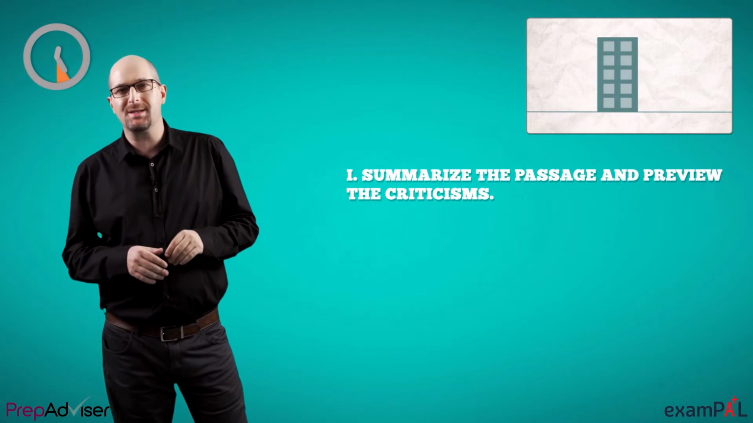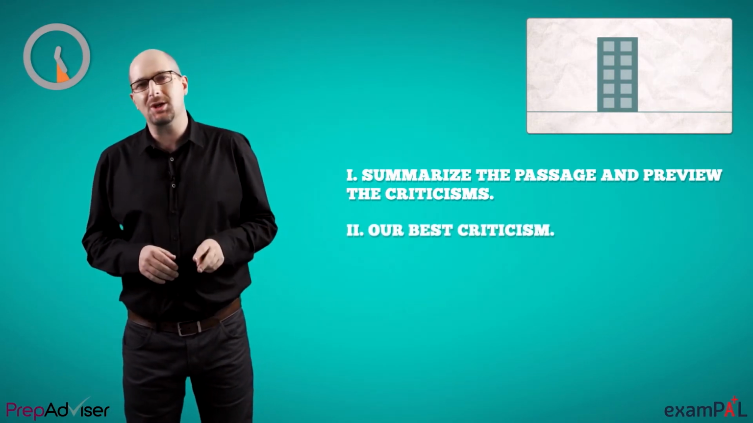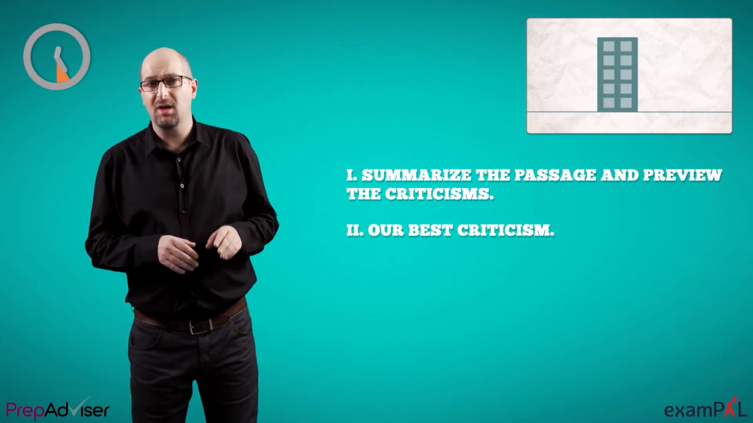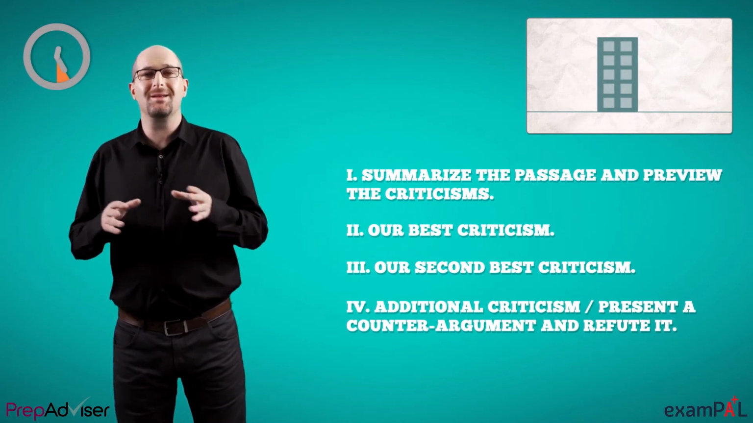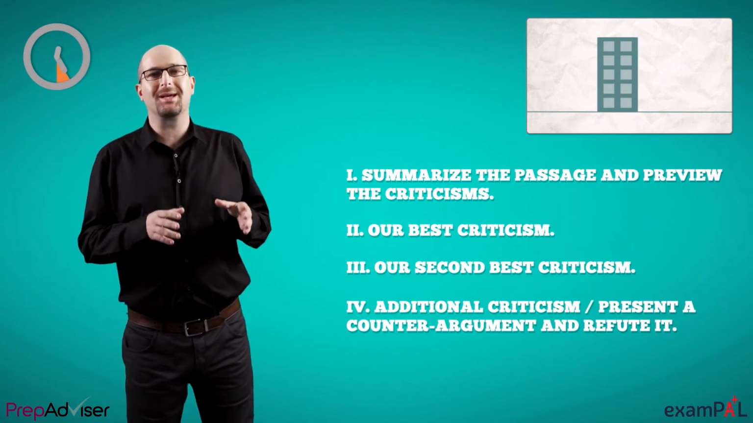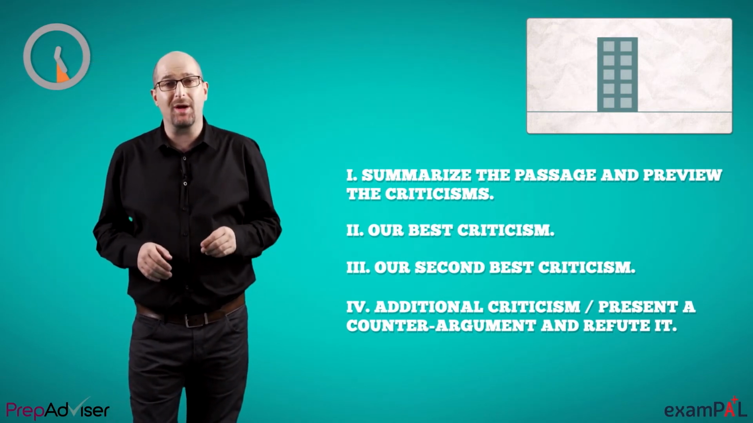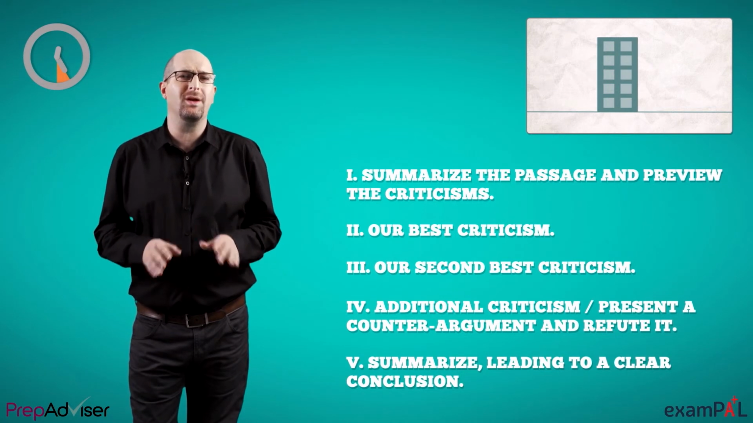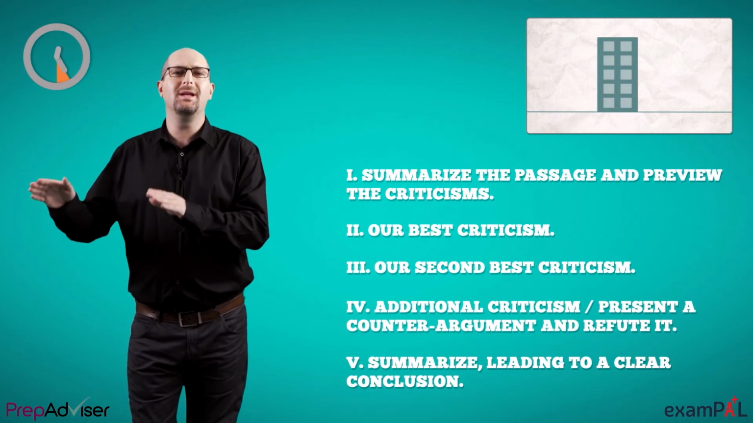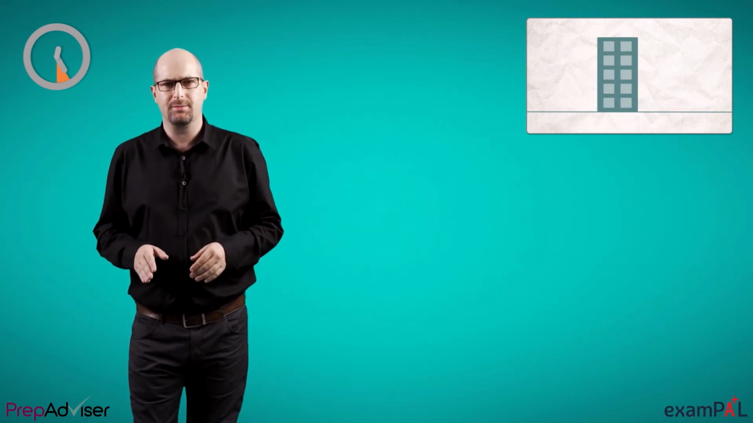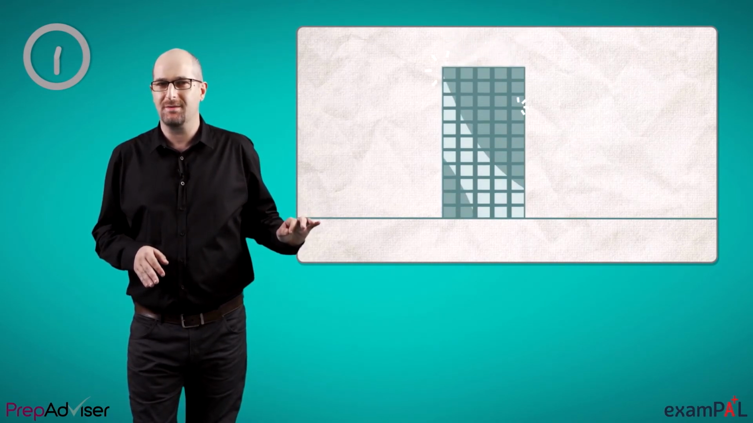The first should summarize the passage and preview the criticisms we are about to make. The second should present our best criticism, the third our second best, and the fourth should either present an additional criticism or present a counter-argument and refute it. Finally, the last paragraph should not add any new information, but rather summarize our claims in different words, leading to a clear conclusion. The last 5 minutes, finishing touches.